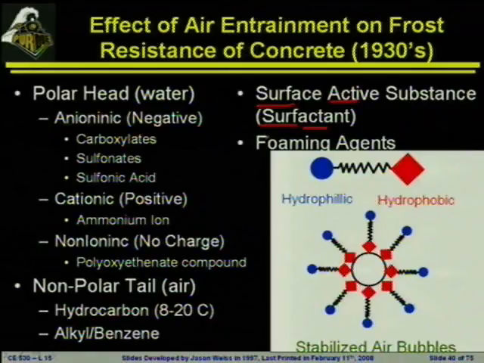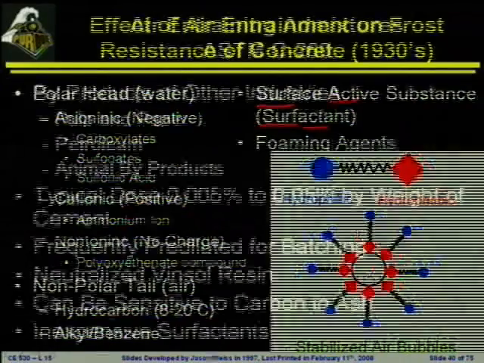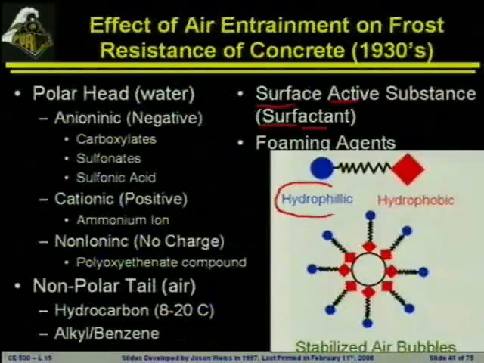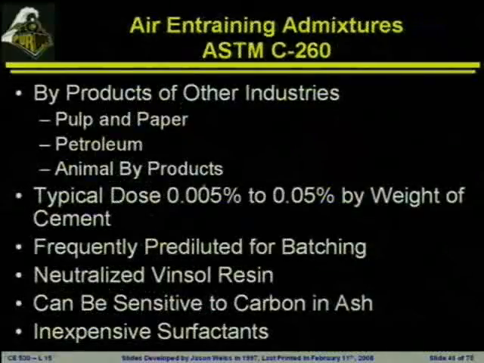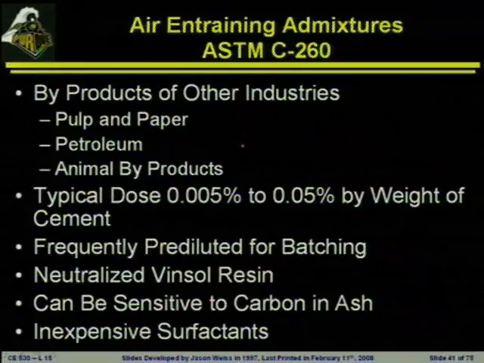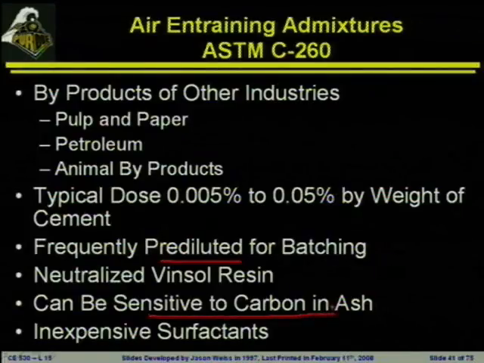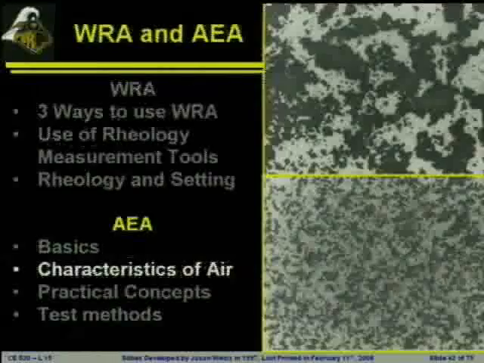All right, surfactant materials. We said that one end would be afraid of water, one end would love water, and this is basically what's going to form these air entrained stabilized bubbles. Here's a listing of some of the different materials that are used to make these up. Now, as mentioned, some of these will be used by other industries. They are frequently pre-diluted before batching. They can be sensitive to things like carbon and fly ash, which we've talked about before.